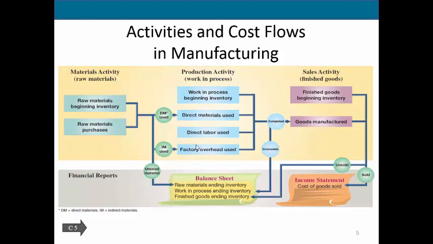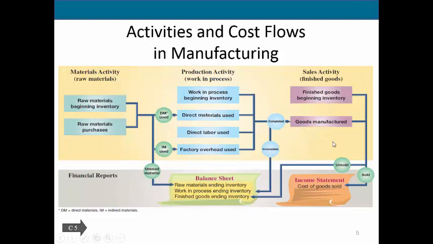Anything that we complete during the period then leaves work in process and goes into the cost of goods manufactured. Again, the sum of whatever was already finished at the beginning of the period plus what we manufactured during the period is going to represent the cost of goods that we have available for sale.